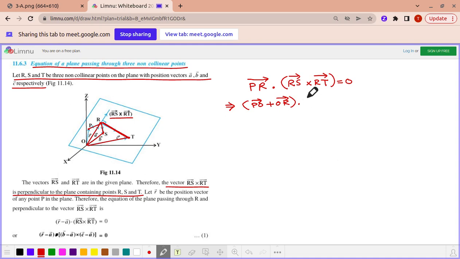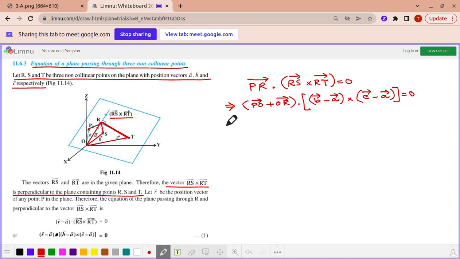RS vector we know is the position vector of S minus position vector of R. What is the position vector of S? It is B vector, and position vector R is A vector. So B vector minus A vector is the vector RS, cross. What is the vector RT? That is the position vector of the point T, that means C vector, minus position vector of the point R, that is A vector, and that is equal to 0.